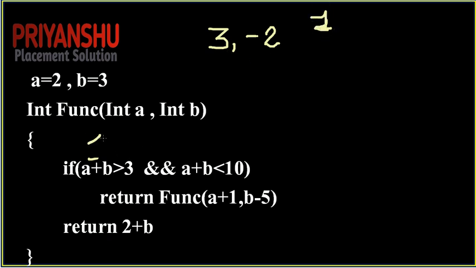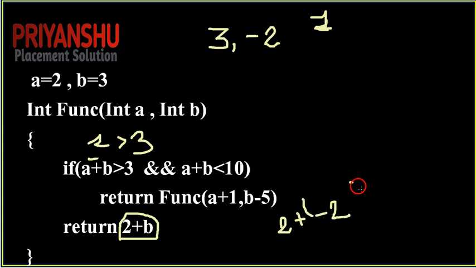Now 1 is greater than 3? No friends, the condition is false. Then return 2 plus b. 2 plus b is returned. So 2 plus b, b is what? Minus 2. So 2 minus 2 is nothing but 0. So 0 is returned by this program. I hope you got it. So let's move on to the next question.